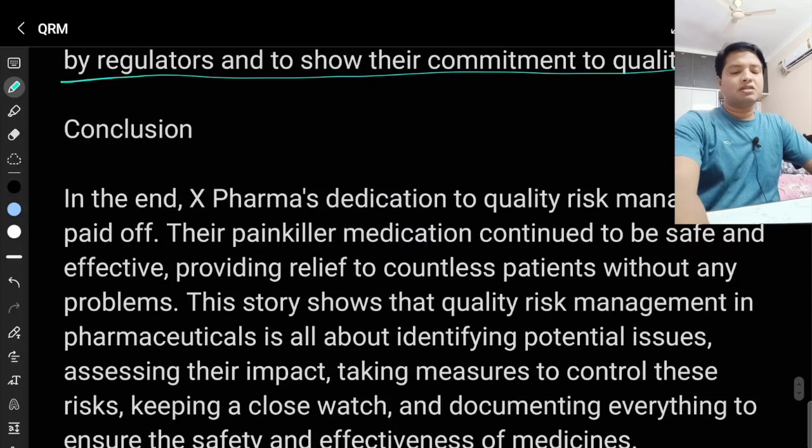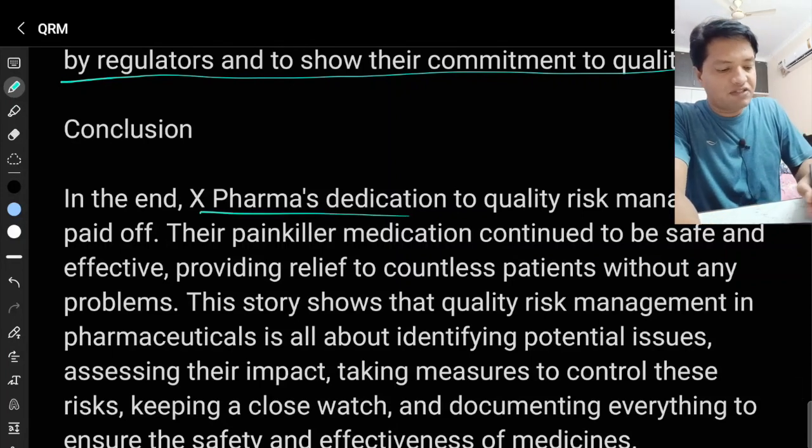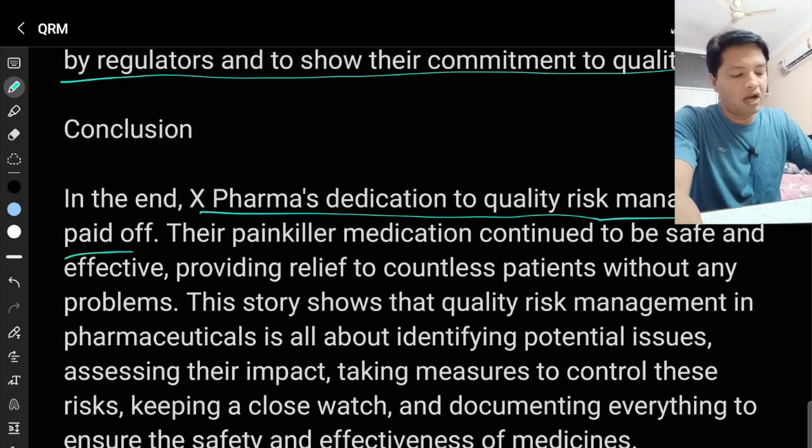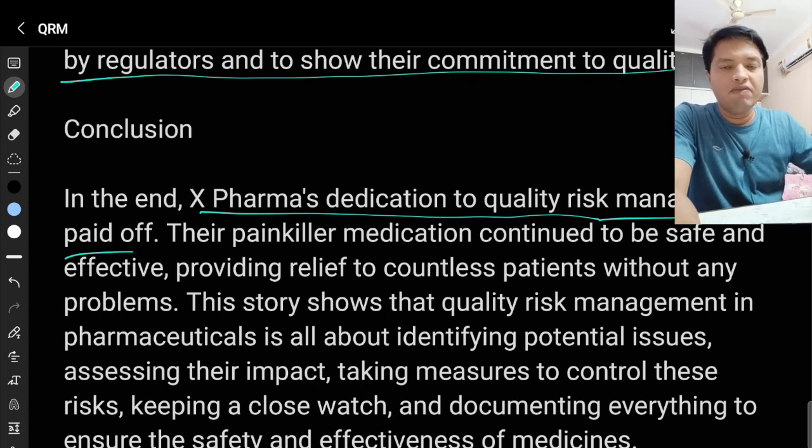Finally, the conclusion is that by doing all this process, X Pharma's dedication towards quality risk management paid off. They are producing a painkiller with good quality by controlling all the risks in the production process. So this is what quality risk management is. We tried to explain this as a story. I hope you understand. Thank you.